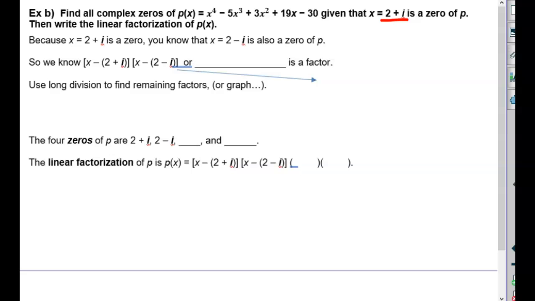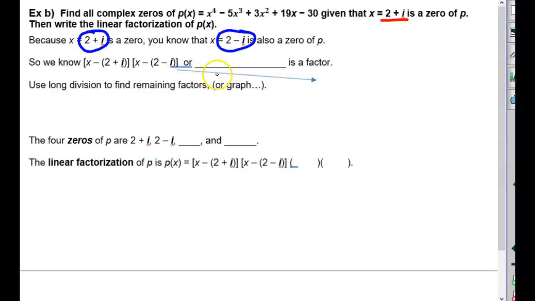This is a lesser fun example here, but it says if we have x plus 2i is a 0, that's what they told us. Find all complex zeros of this given that x plus 2i is a 0 of the polynomial. Then write the linear factorization. If x plus 2i is a 0, its conjugate x minus 2i is also a 0.